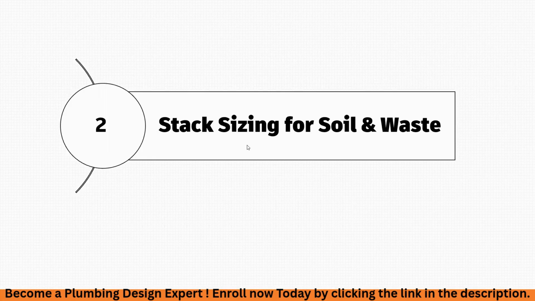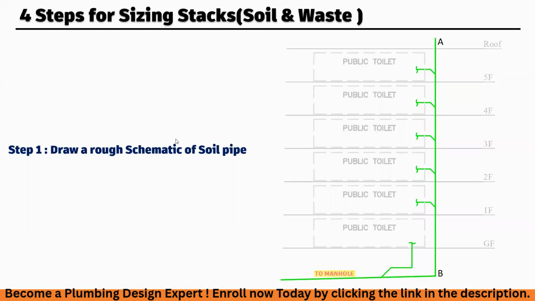Number 2, stack sizing for soil and waste. Step 1 for sizing the stacks is to draw a rough schematic of the soil pipe. As you already know, the building has ground floor plus 5 floors above.